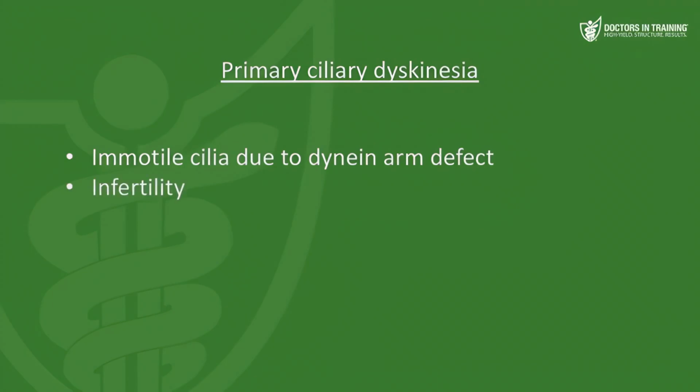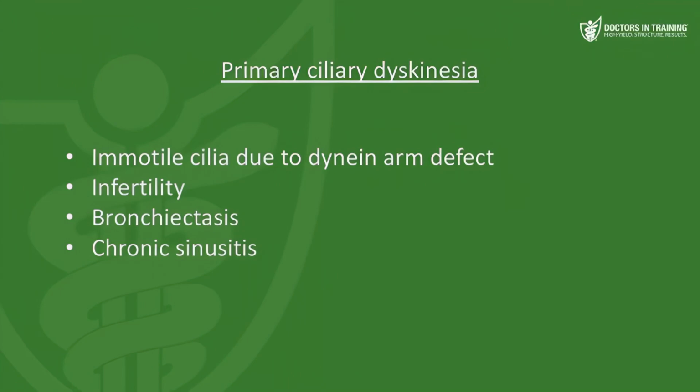So this results in infertility in both males and females, because in the males, the sperm are immotile, and in females, because the fallopian tubes aren't going to be able to sweep the zygote or the oocyte anywhere. There's also bronchiectasis, because these patients can't clear mucus out of the bronchial tree. There's chronic sinusitis, because they can't clear out the sinuses.